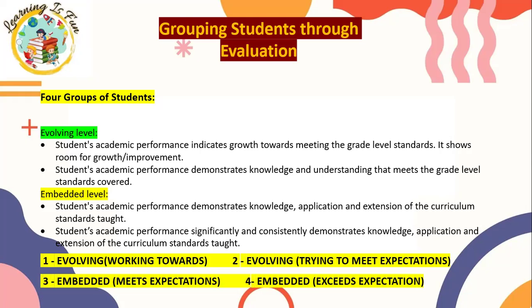All right. So two things are there in evolving. One, either the student is working towards it and trying to meet your expectations. These are evolving level. Either they are working towards whatever you're teaching them, trying hard to work towards that, or somehow they meet your expectations. Working towards students are usually low achievers, and evolving, trying to meet expectations, are your low MAs.